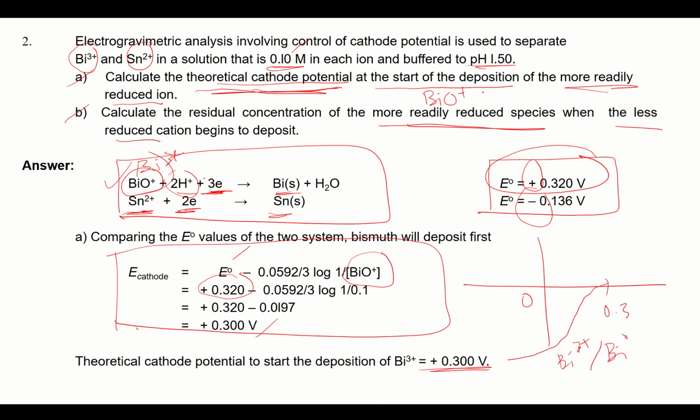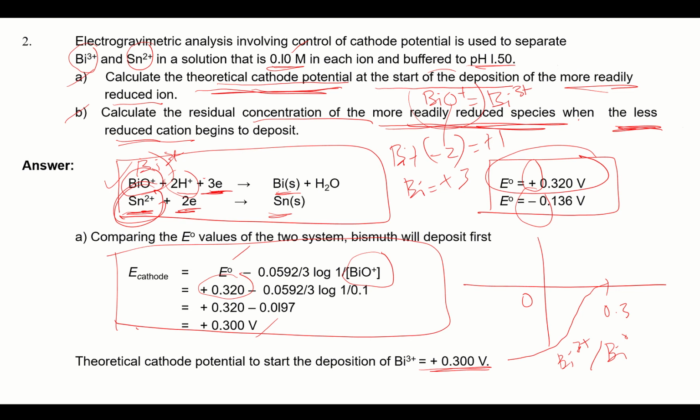Bismuth 0 plus, equals bismuth 3+. So this is negative 2, the charge. Bismuth plus negative 2 equals positive 1, so you will get bismuth 3+. So the more readily reduced species, which is bismuth, when the less readily reduced begins to deposit. So stannum 2+ begins to deposit. What is the concentration of bismuth 3+ when stannum starts to reduce?